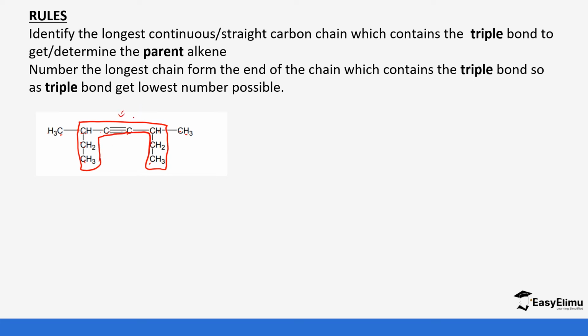So when we start naming, we need to give the triple bond the least possible number. You notice whichever direction you use, the triple bond will always have the same number. So we can decide to name from 1, 2, 3, 4, 5, 6, 7, 8, because if you name it the other way around, it's still going to be at carbon number 4.